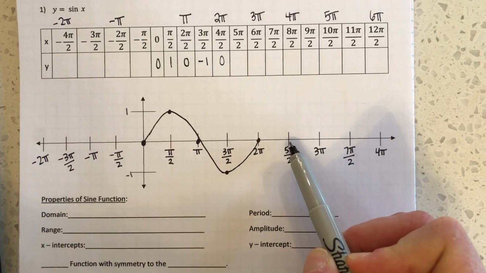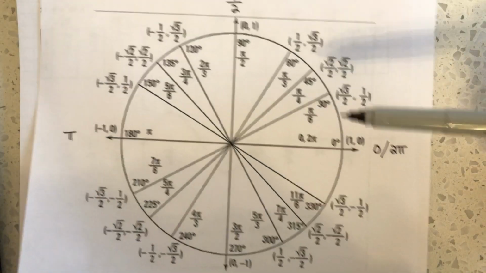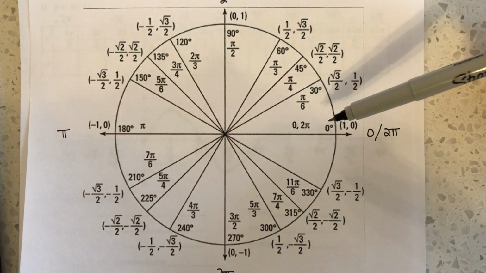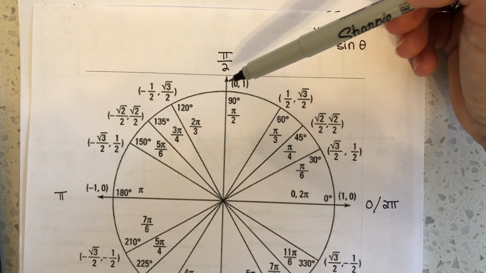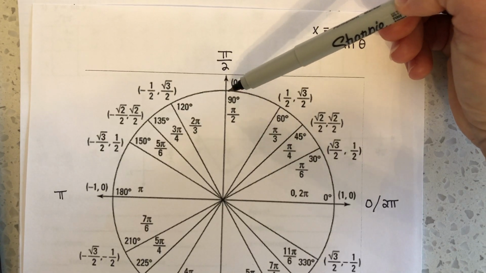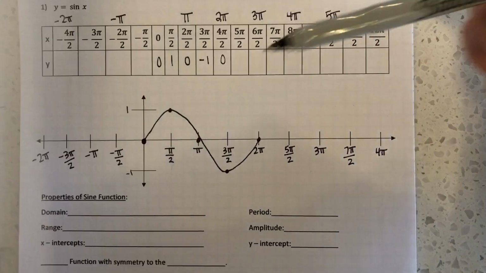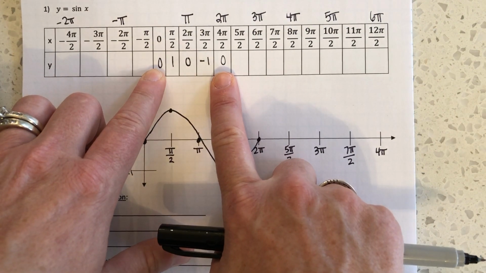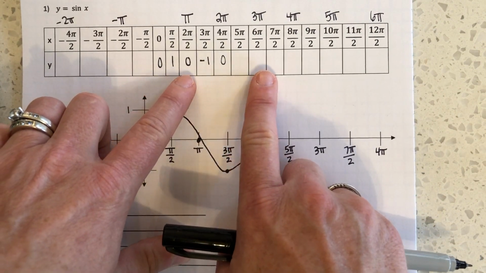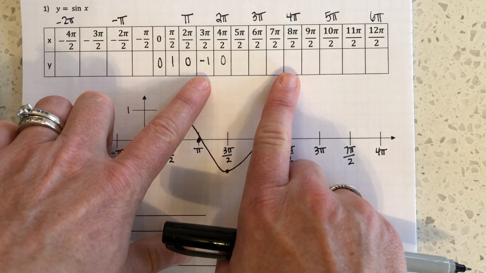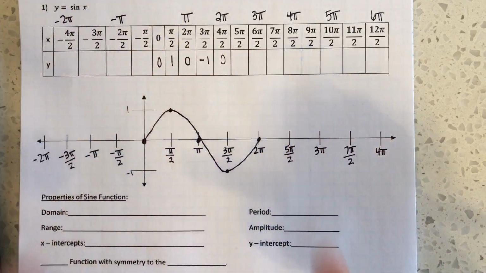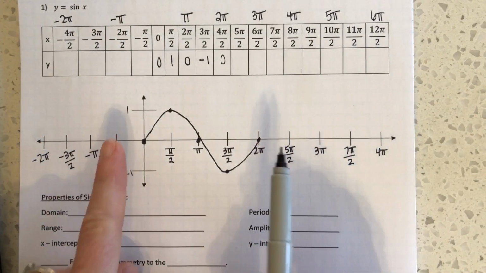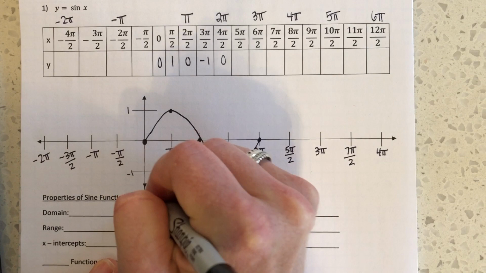Now, when you go to plug 5 pi over 2 radians in, well, guess what? 0, 1 pi over 2, 2 pi over 2, 3 pi over 2, 4 pi over 2. My fifth 90-degree angle lands in the same spot as pi over 2. So all the same outputs are going to start to come out again. So 0 came out again, now 1's going to come out, and then 0 is going to come out, and then -1's going to come out, and then 0 is going to come out again, because you'll have made another complete rotation around.